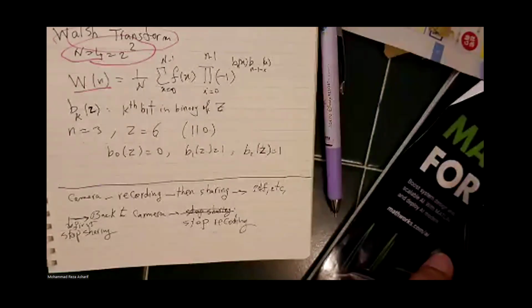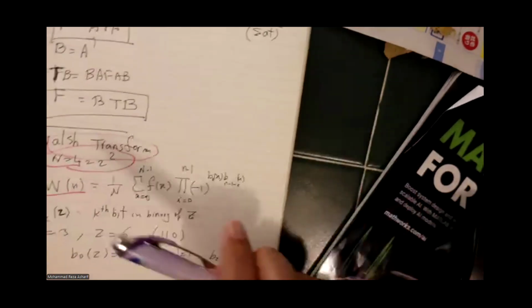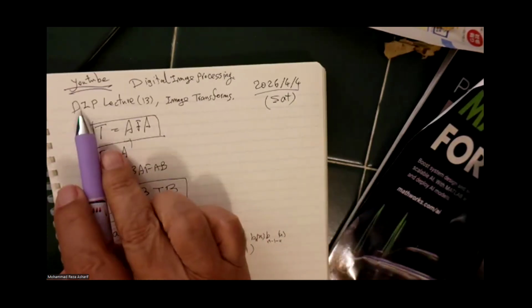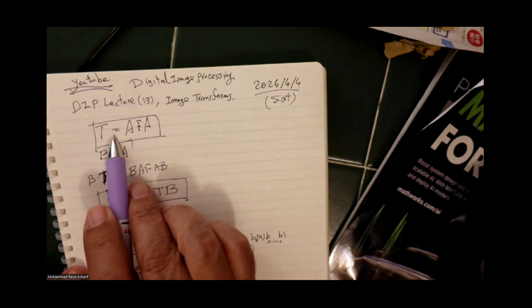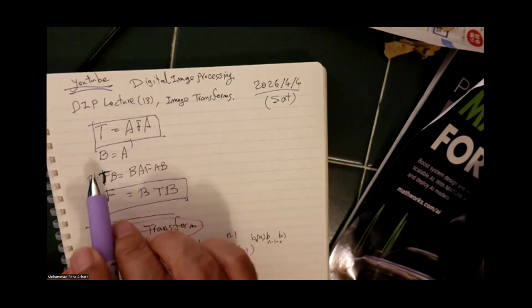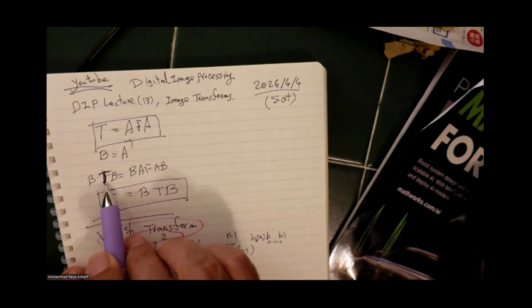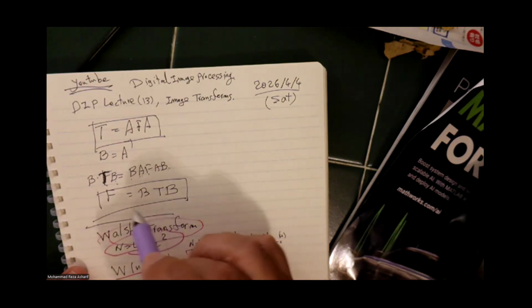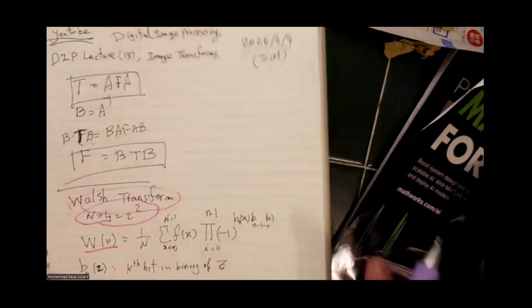Then I can stop sharing. So the camera will, I think, come here. So here is the other part of DIP lecture number 13. This is the transformation T equals A F A transpose, and B is the inverse of A. So F equals B T B. If it is exact, B is the inverse, so it is okay. Otherwise, it is an approximation.